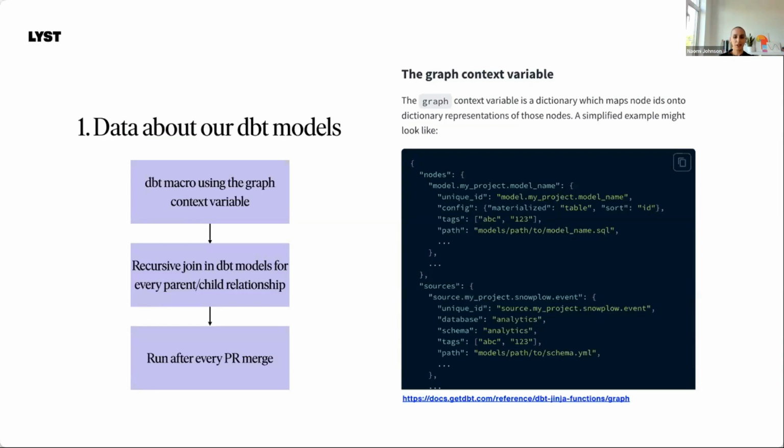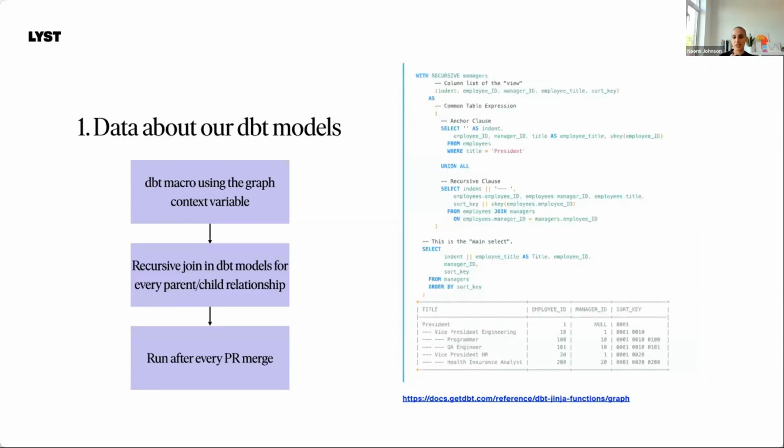So we built a macro that pulls out all of this data and then saves it in a table. And then we used Snowflake's recursive join to flatten and get every child-parent relationship for every model, including the degrees of separation. And then to ensure that this table is up to date with our current production code, we run this every time a PR is merged in GitHub.